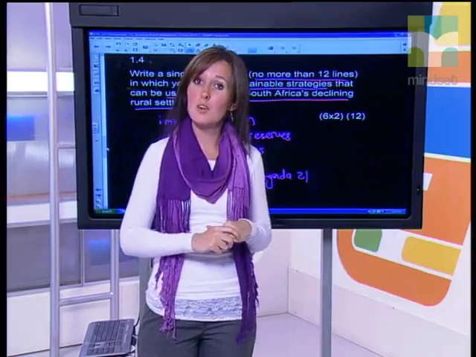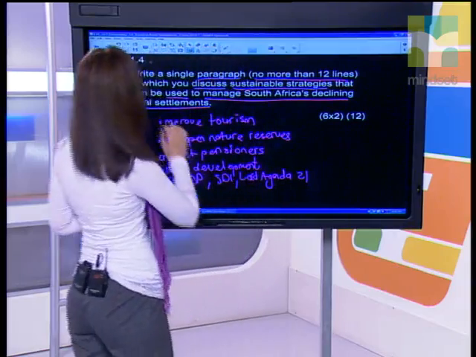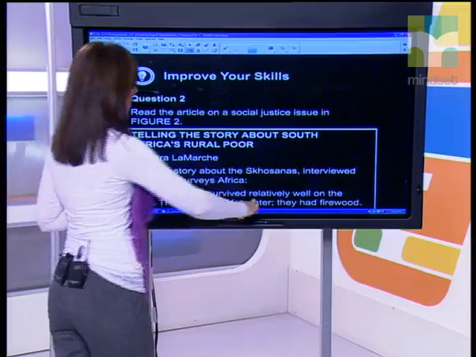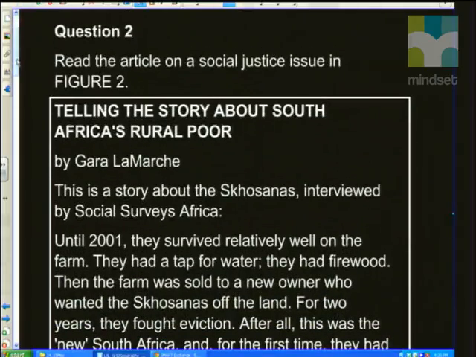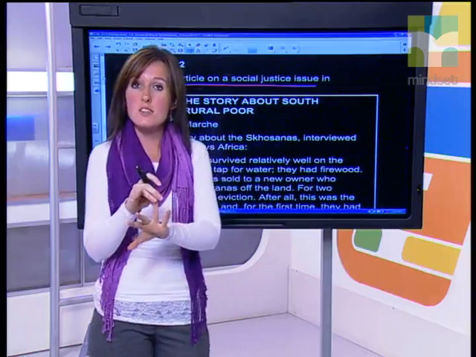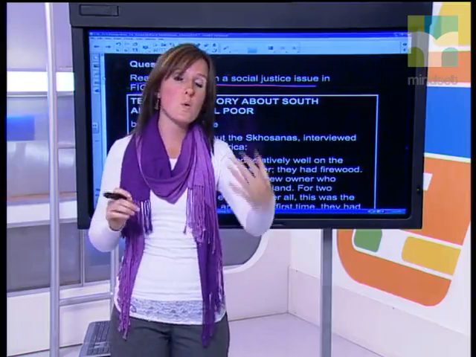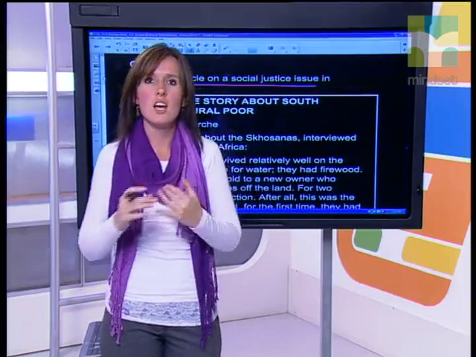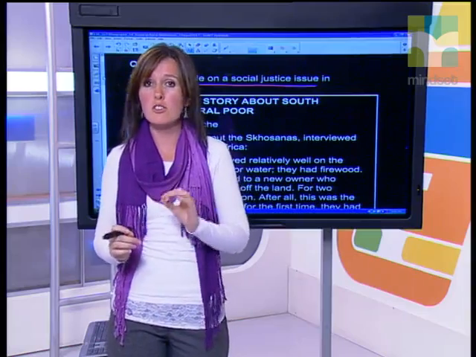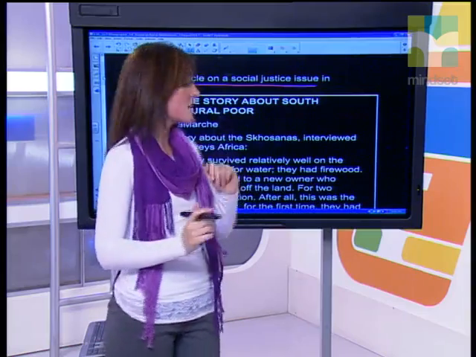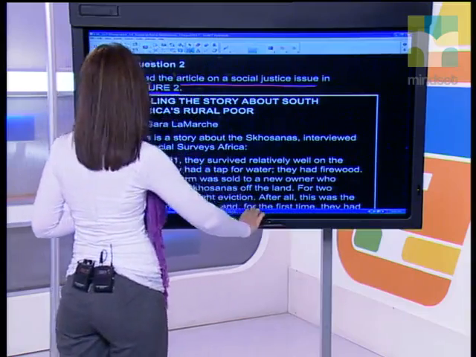Let's have a look at a couple of other questions from another example. Question 2. You need to read the article on a social justice issue in figure 2. Remember, social justice means that everyone in that community, in the country, is entitled to satisfy their basic needs. Basic needs being access to water, food, housing, sanitation, electricity. Remember social justice, it will probably come up. Let's have a look at the excerpt.